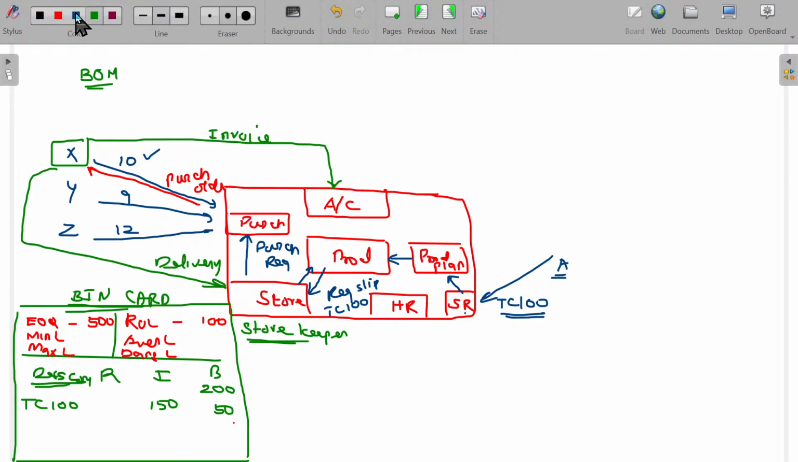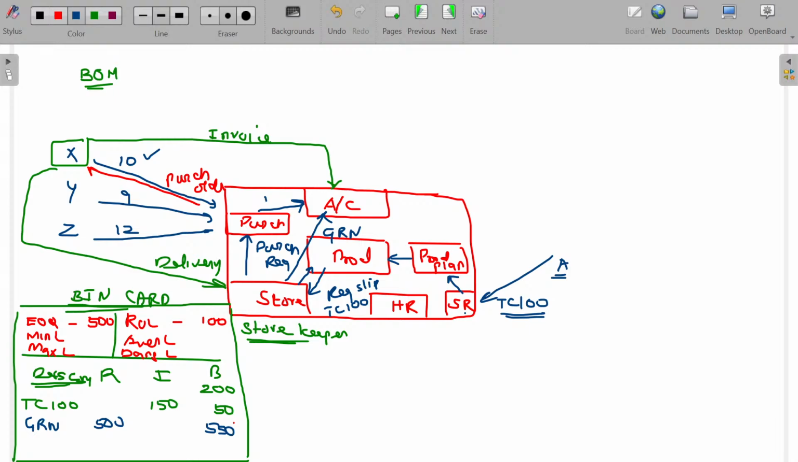Now, this purchase requisition copy will be intimated to the accounts department. Once the goods are delivered, stores department intimates the accounts department stating that the goods are received, sir. That is called GRN, goods received note, and immediately it is written here. How many units? 500 units. So already we have the balance 50, another 500, so it becomes 550. Is that clear?